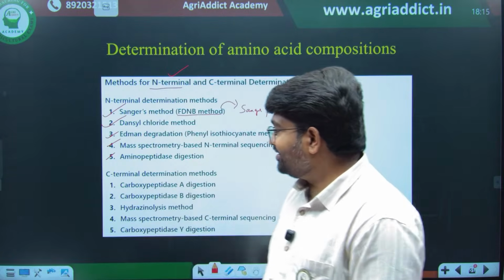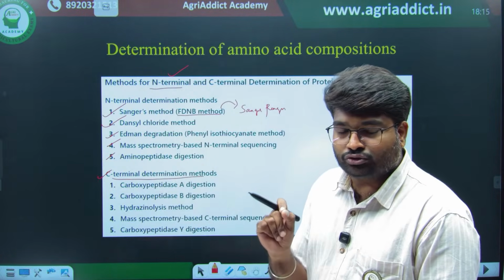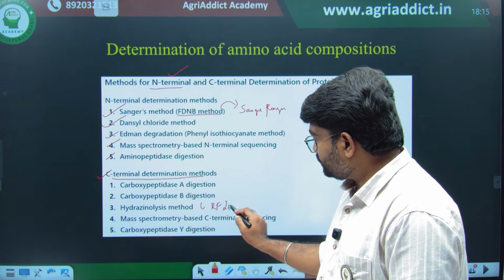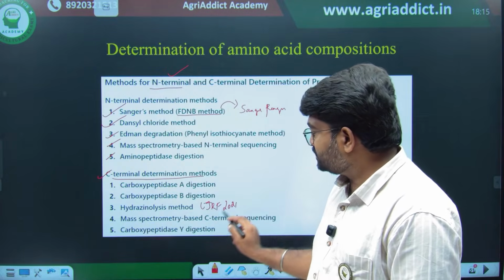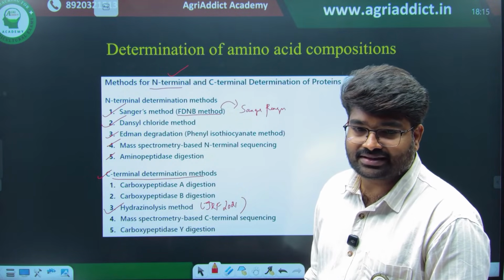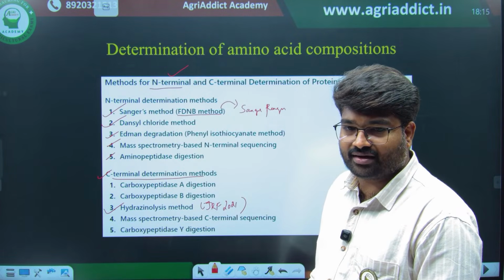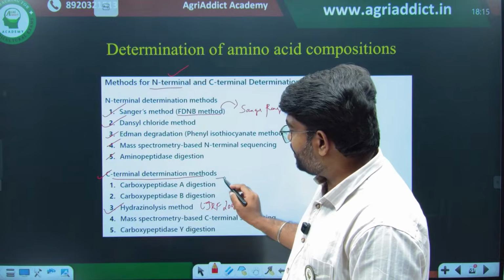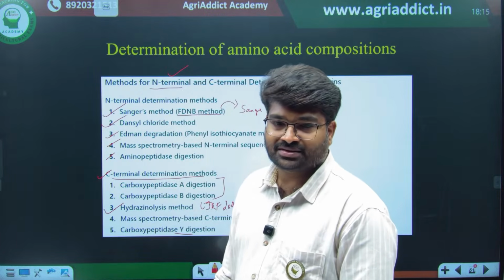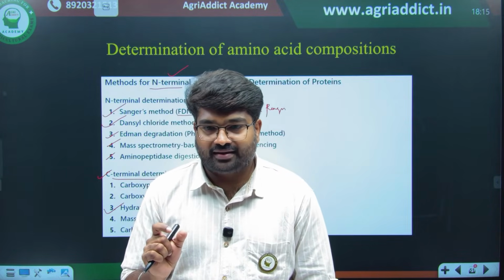Then another thing, the C terminal. How to determine the C terminal of a protein? The most important thing, this is a JRF 2021 question. For C-terminal determination, we will use hydrazinolysis. Hydrazinolysis is the major method for determining the C-terminal of a protein. Apart from that, carboxypeptidase A and B and carboxypeptidase Y digestion we will use for determining the C terminal of a protein.